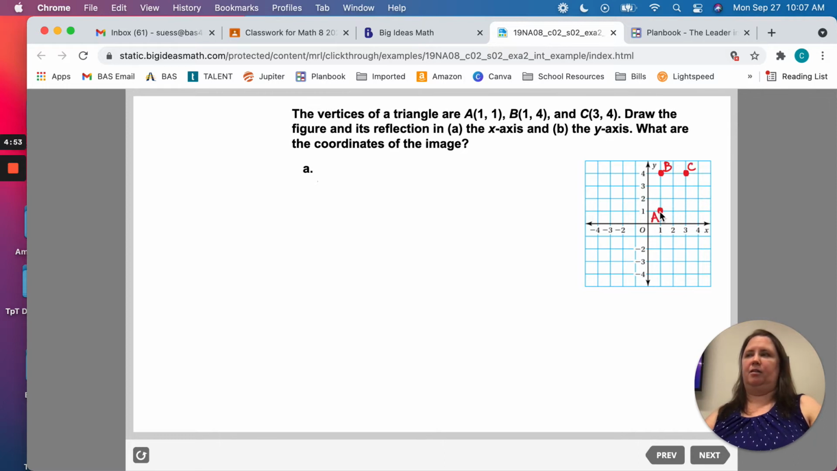A. Oh, they did all at once. Lame. B would be 1, 4. So I go over 1, up 4. So there's my B point. And then my last one is 3, 4. So I go over 3, up 4.